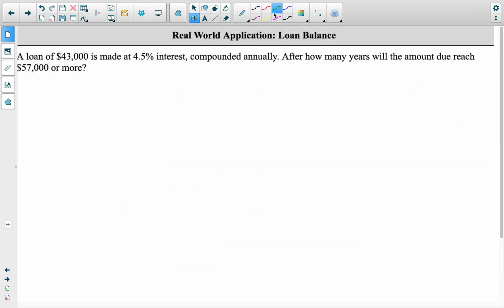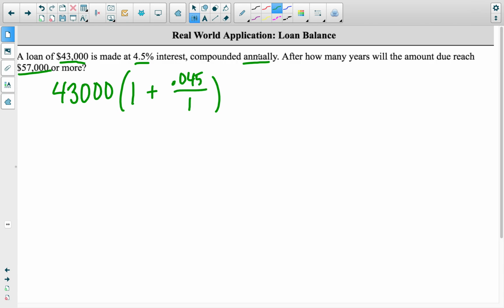Last one is a loan. A loan of $43,000 is made at 4.5% interest compounded annually. After how many years will the amount due reach $57,000 or more? If we started out with 43,000 and the loan balance is going to be increasing, we want 1 plus 4.5% interest, which is 0.045. Compounded annually means we're dividing by 1. And then for compound interest, we raise to the nt power, which is 1 times t. We want to know when that will be equal to 57,000.